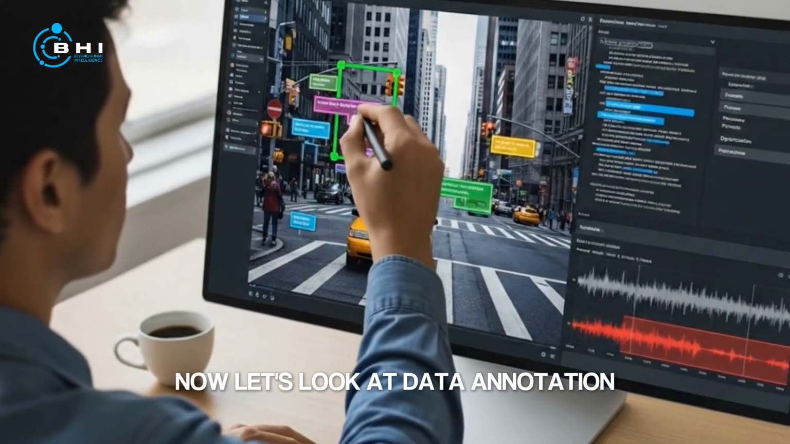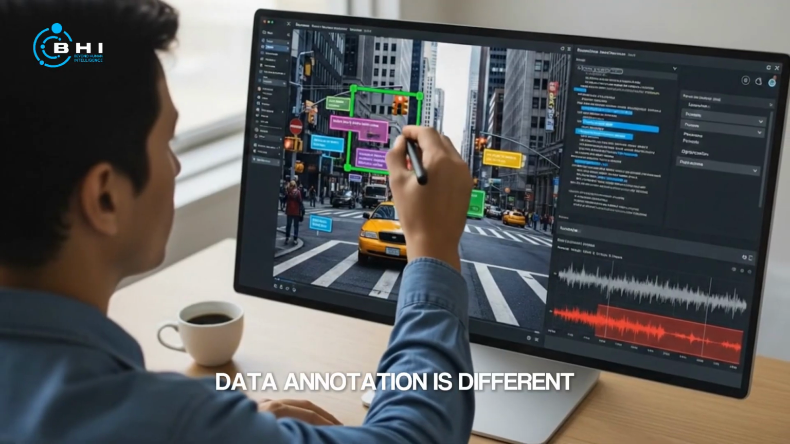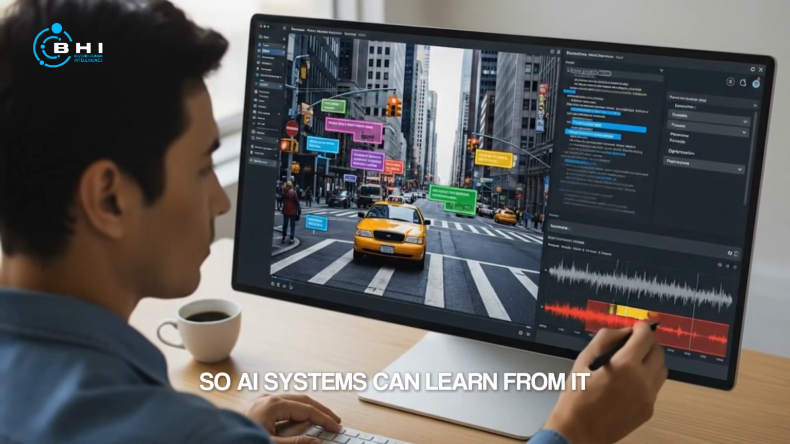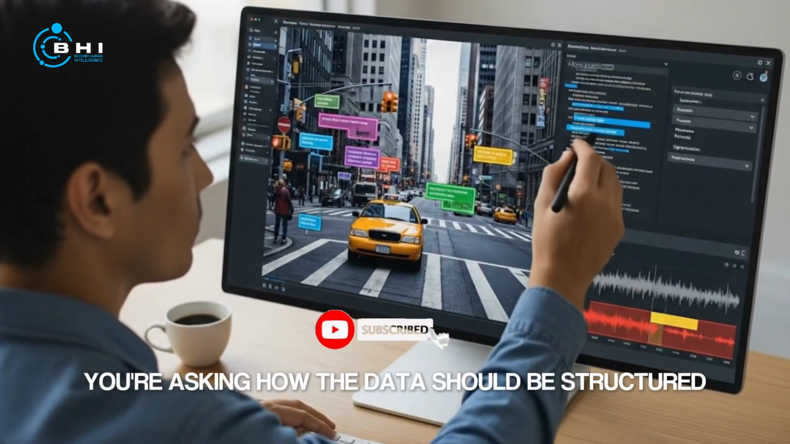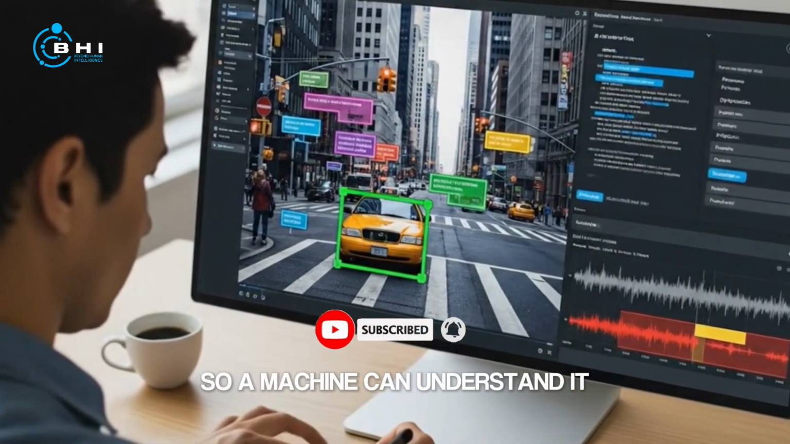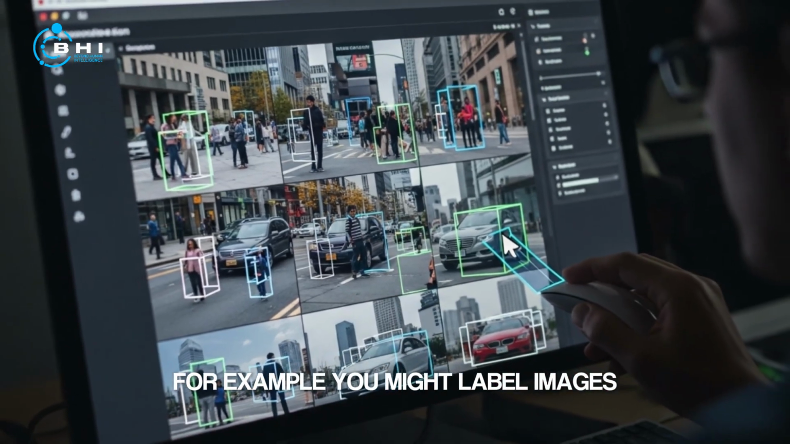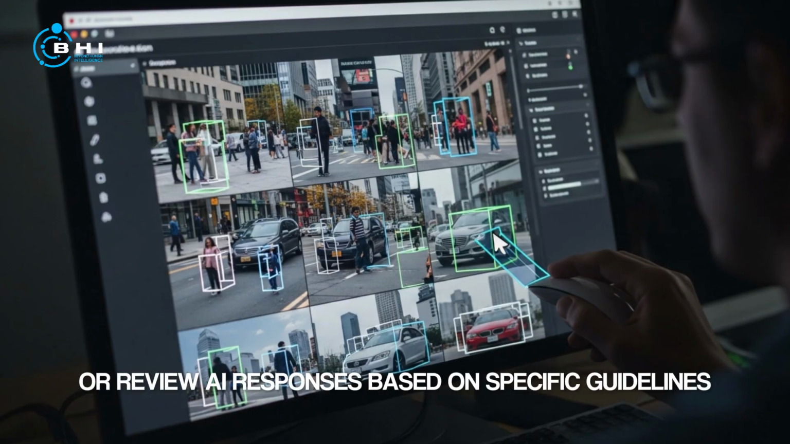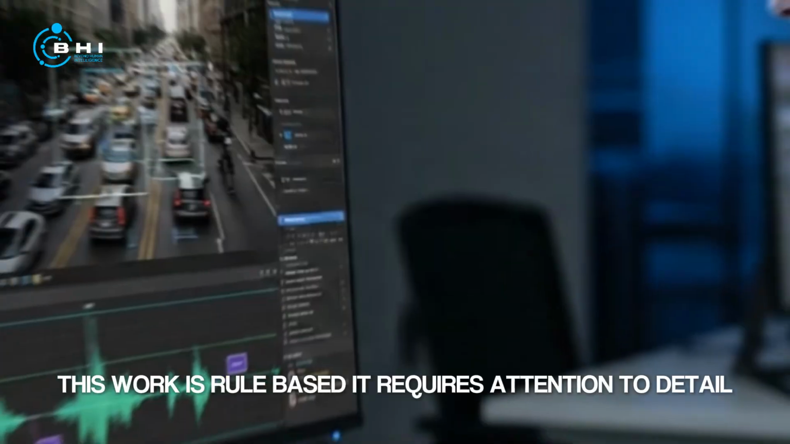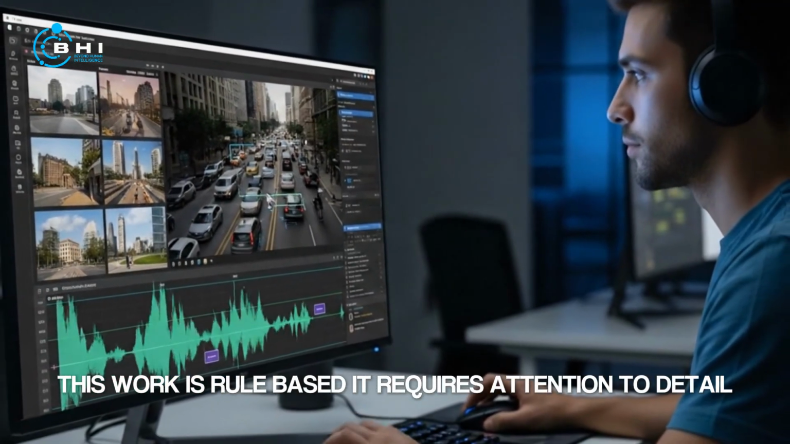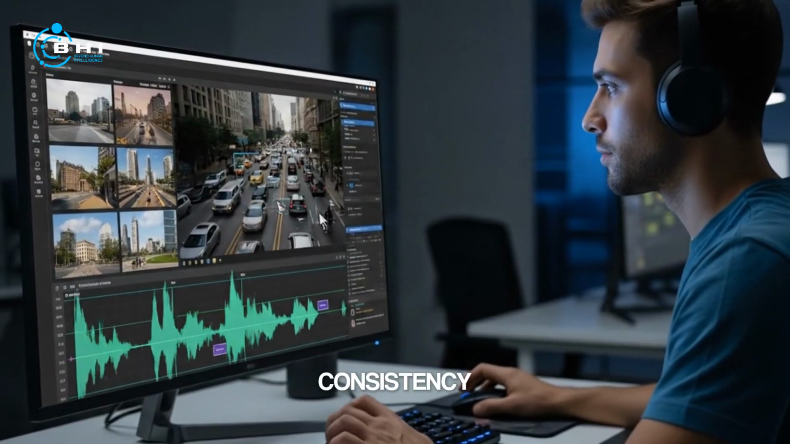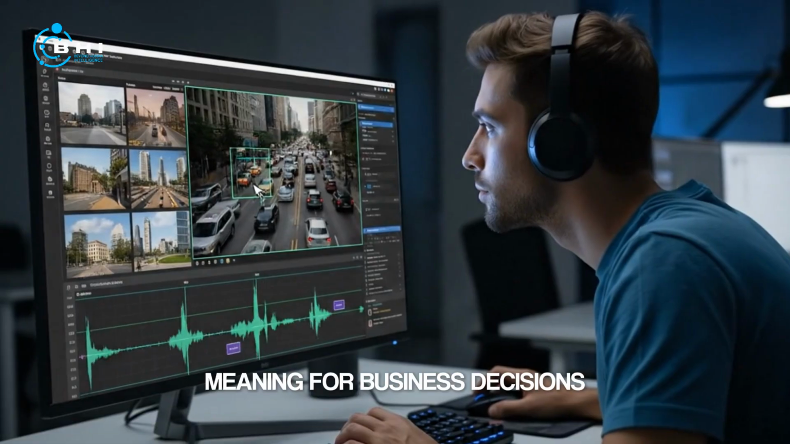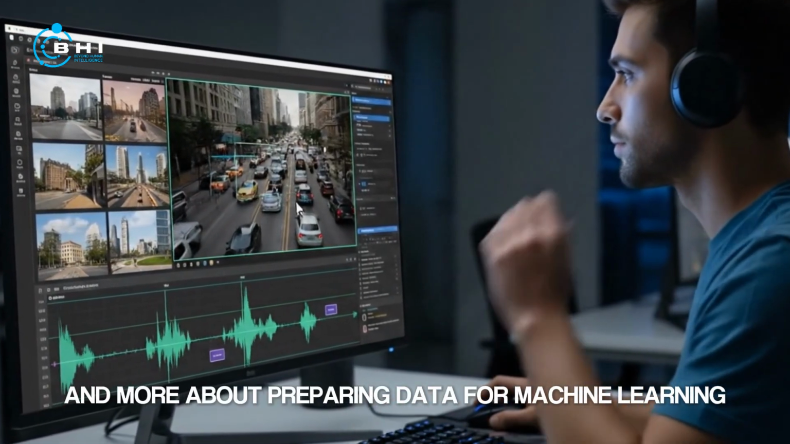Now let's look at data annotation. Data annotation is different. It focuses on labeling and organizing data so AI systems can learn from it. Instead of asking what the data means, you're asking how the data should be structured so a machine can understand it. For example, you might label images, tag text, categorize audio, or review AI responses based on specific guidelines. This work is rule-based. It requires attention to detail, consistency, and the ability to follow instructions carefully. It is less about interpreting meaning for business decisions and more about preparing data for machine learning.